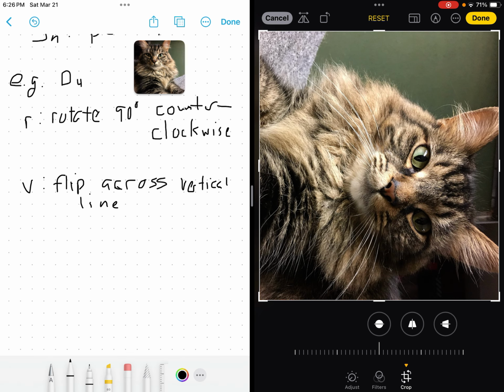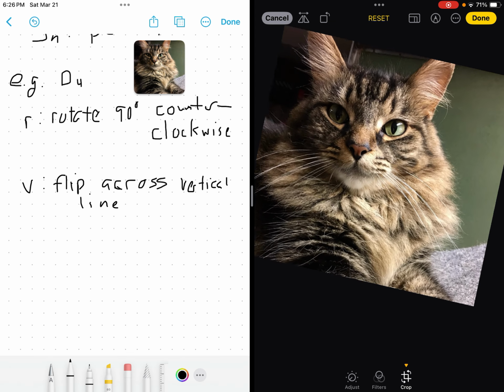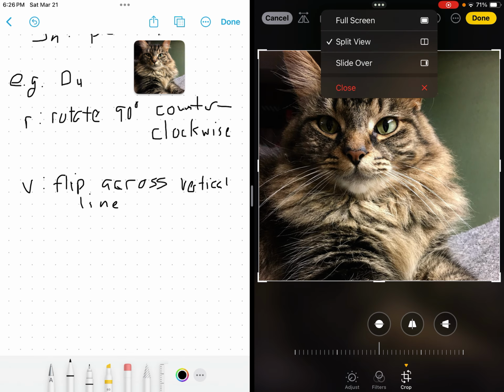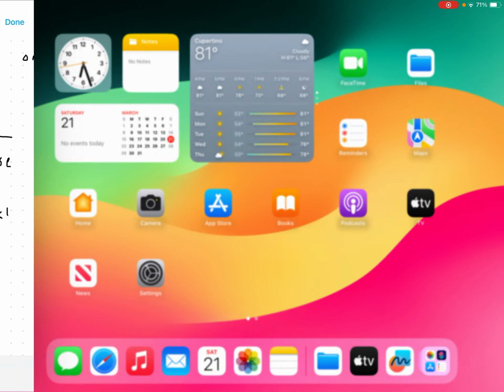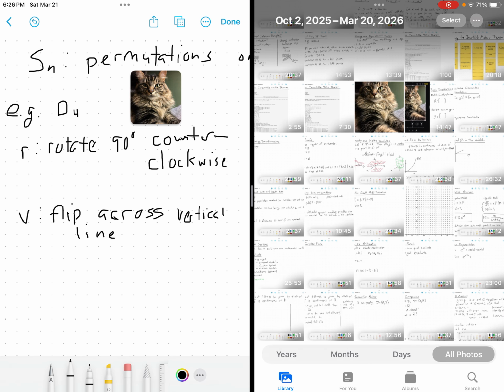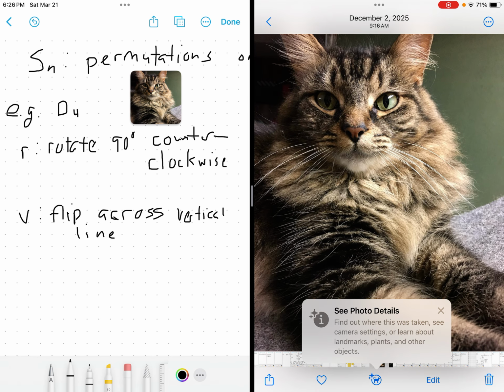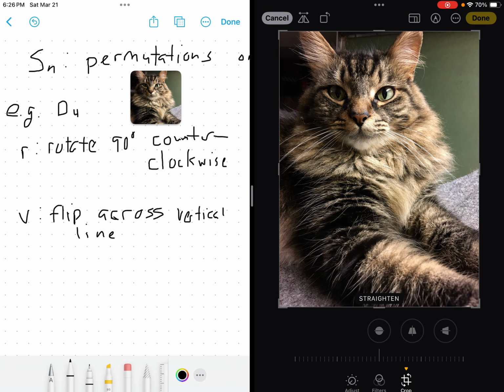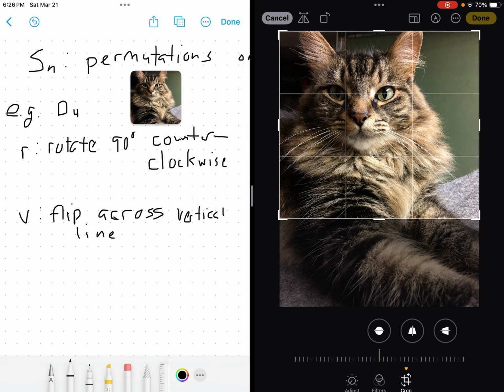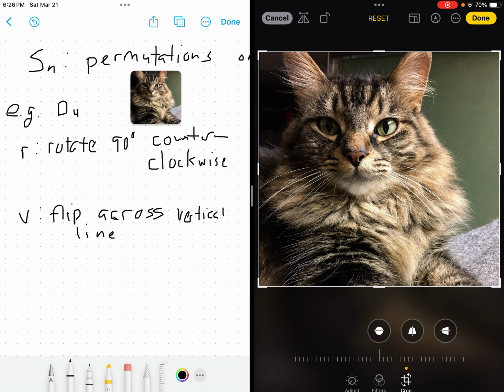Let's go back to the, I'll just click reset. That's not what I wanted to reset. Split view, go back here, go back to my photo, and go back to edit. So, turn that back into a square. Okay, so anyway, we've got this ability to rotate and to flip. We're claiming that we can add them together.